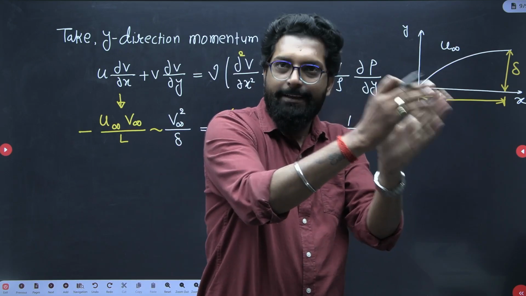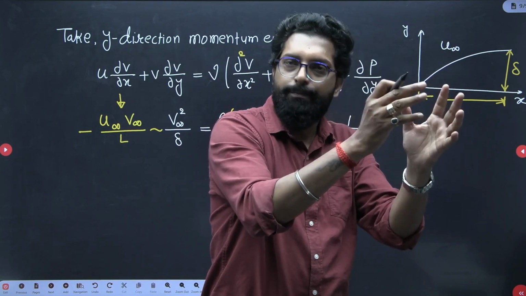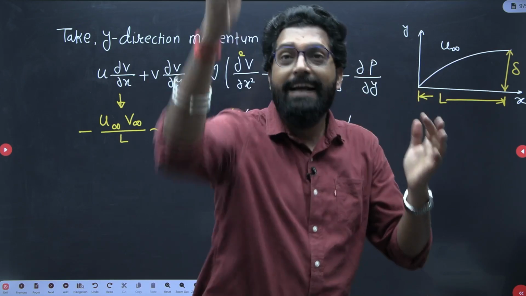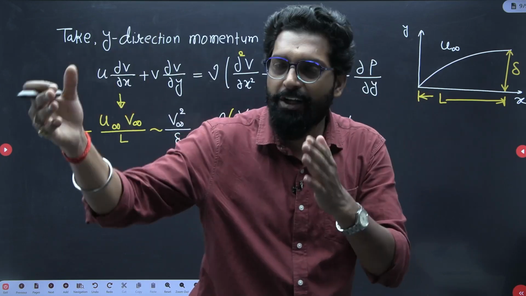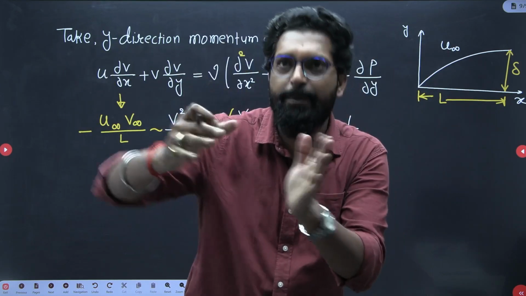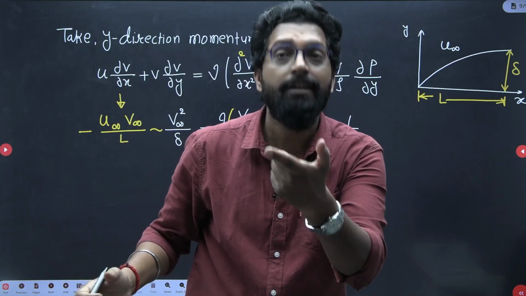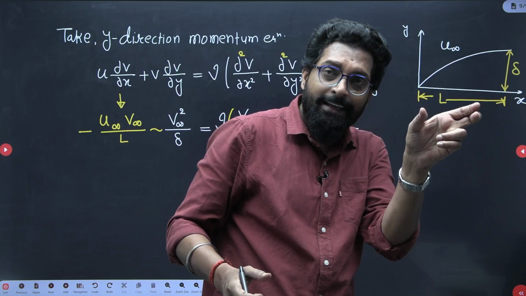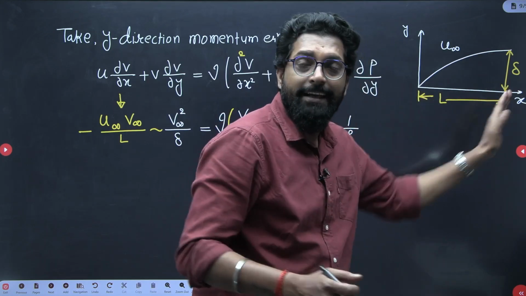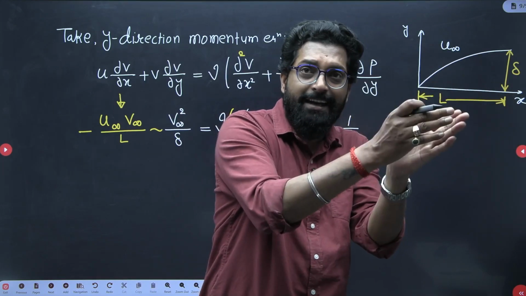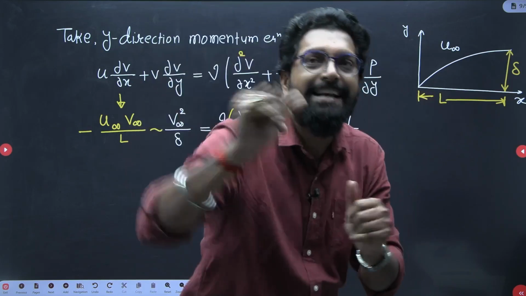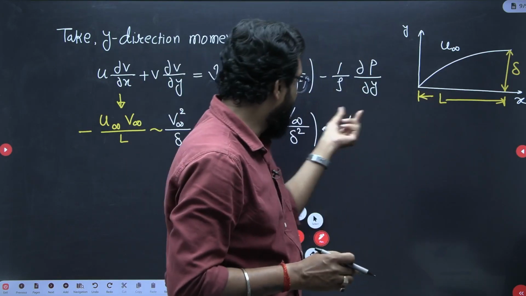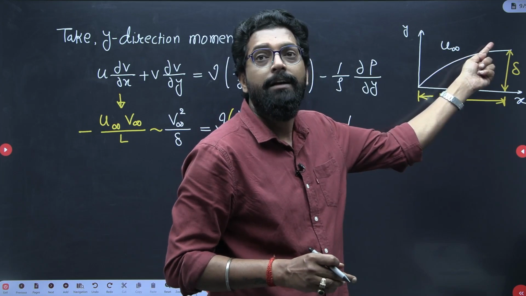Pressure, change in pressure plus kinetic energy plus potential energy. Pressure energy plus kinetic energy plus potential energy is constant. That means if you neglect the potential energy, the change in pressure energy is the order of magnitude of the kinetic energy.